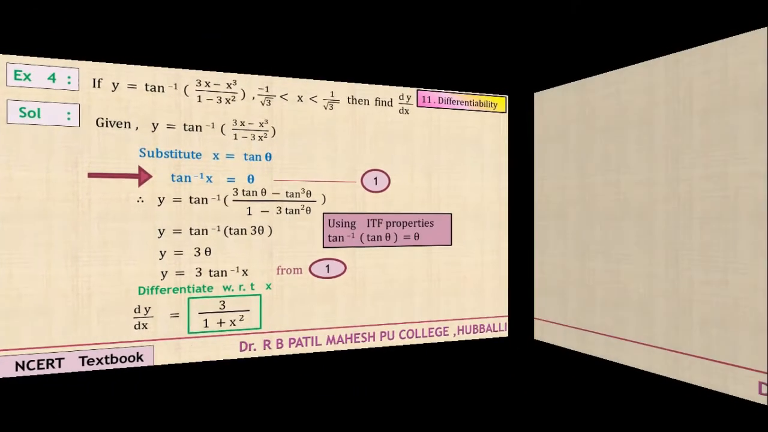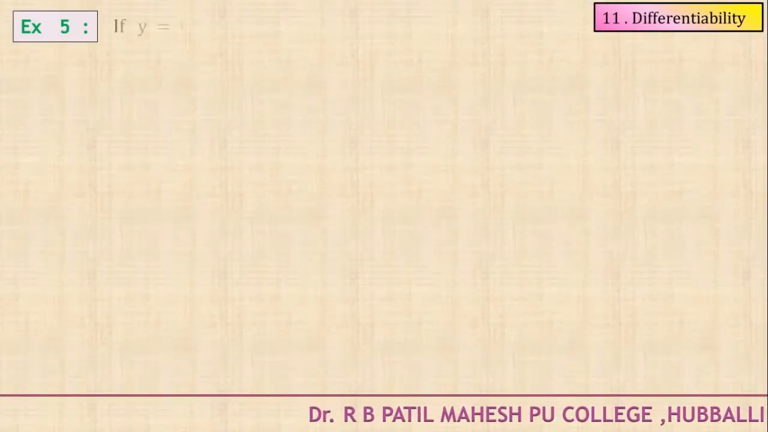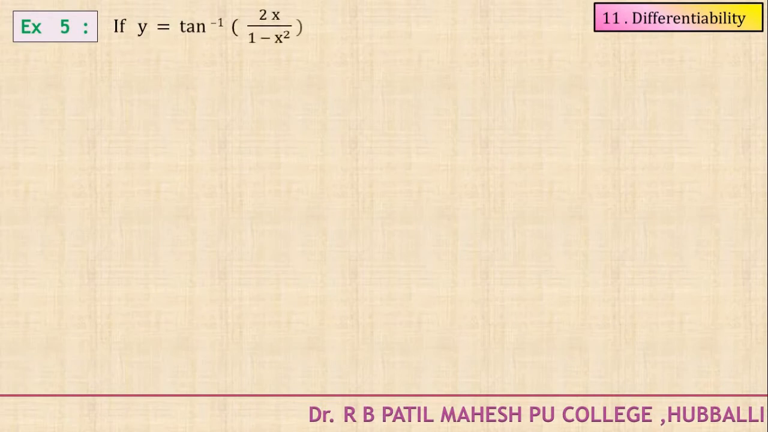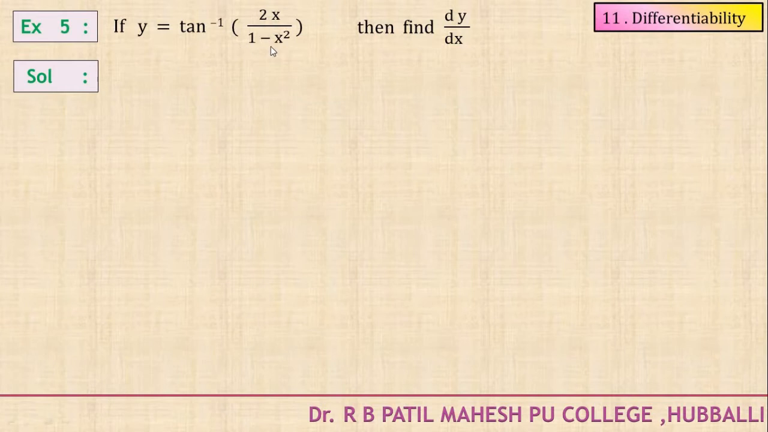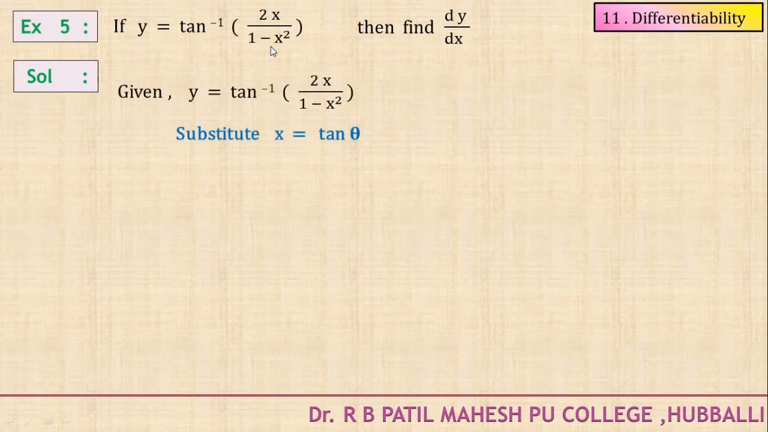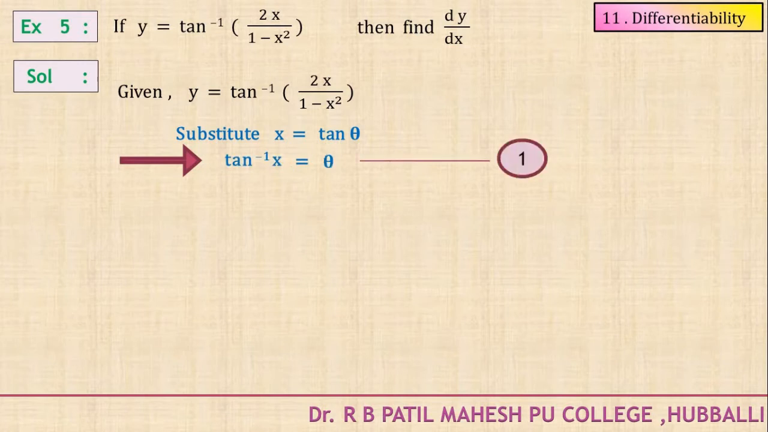Okay, next example. If y is equal to tan inverse of 2x divided by 1 minus x square, then find dy by dx. Okay, it is a simple expression, 2x divided by 1 minus x square. So first you write tan inverse of 2x divided by 1 minus x square, the given function, and then take the substitution x equal to tan theta. This implies tan inverse x is equal to theta. Take this as equation 1.